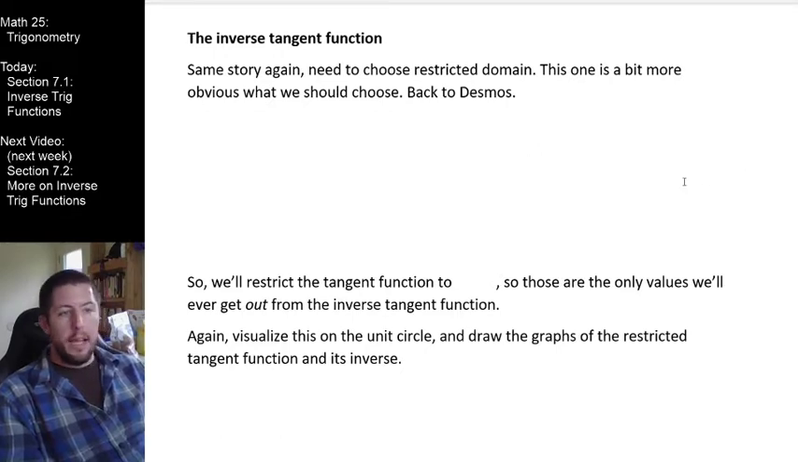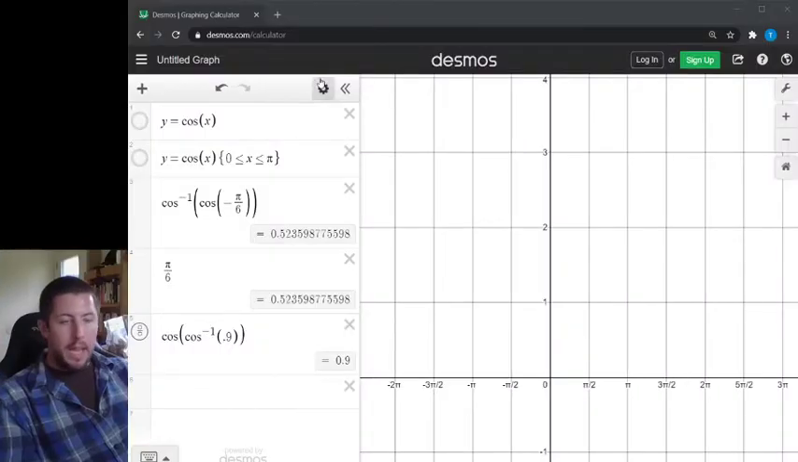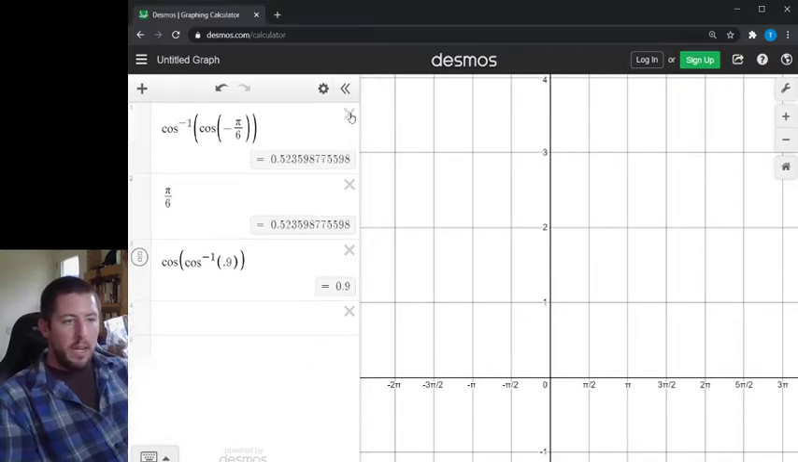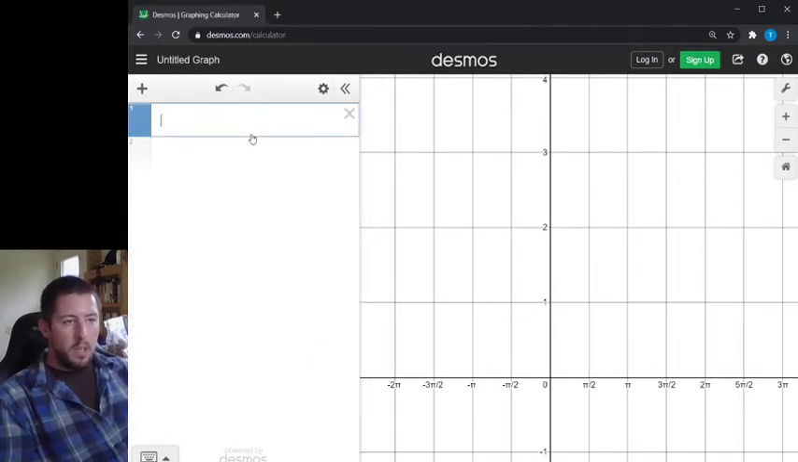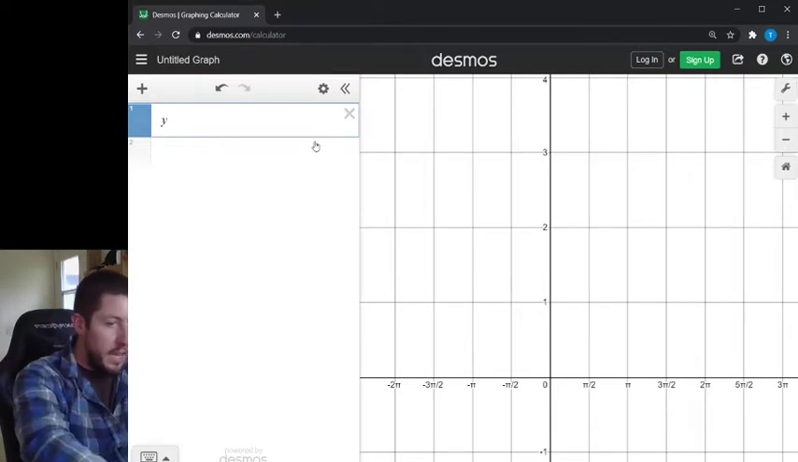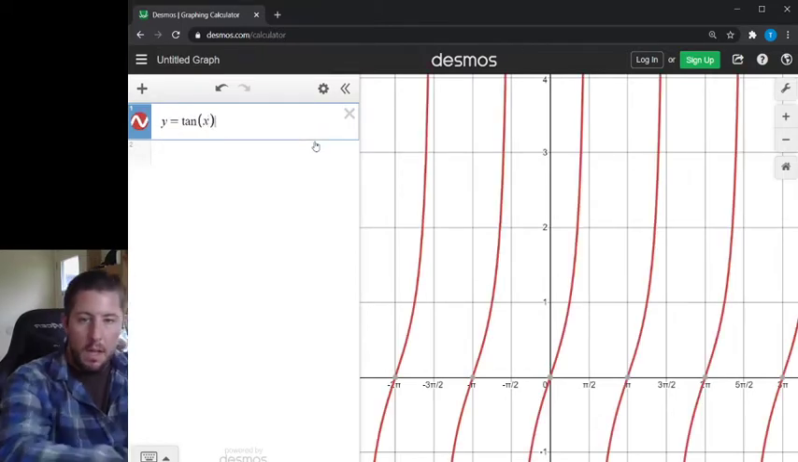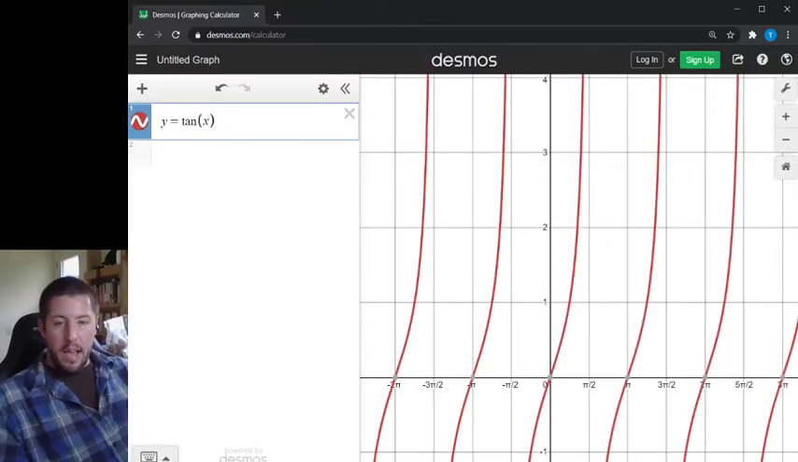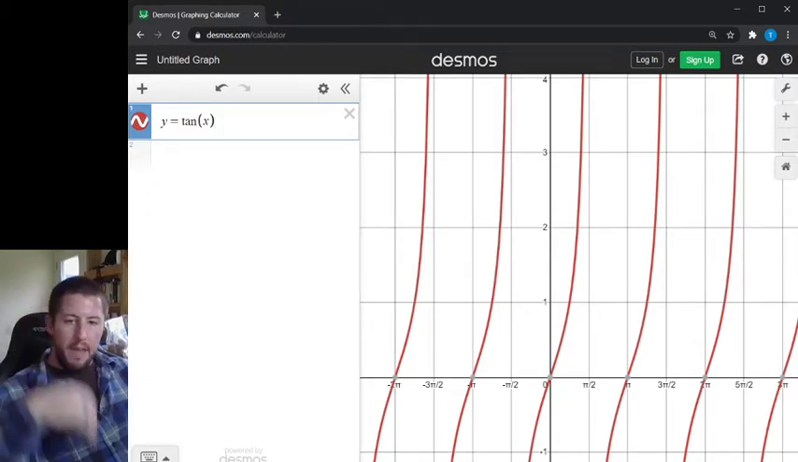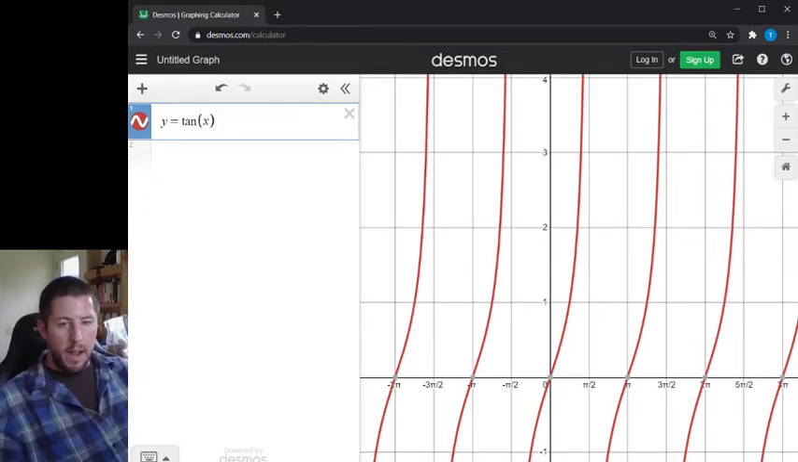So let's go ahead and go back to Desmos and look at our graph of tangent here. Back over here in Desmos, we again want to say to ourselves, we only ever want to get every output once. To get every output once from our tangent function, I'm seeing that we're getting our y values out a whole bunch of times, right? We're really failing the vertical line test quite a bit right here.